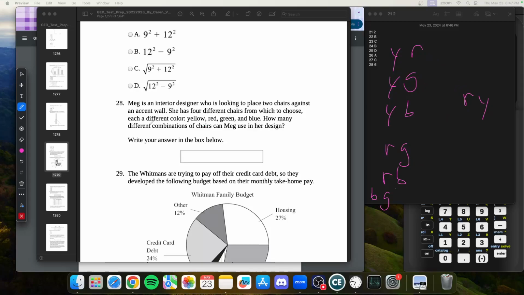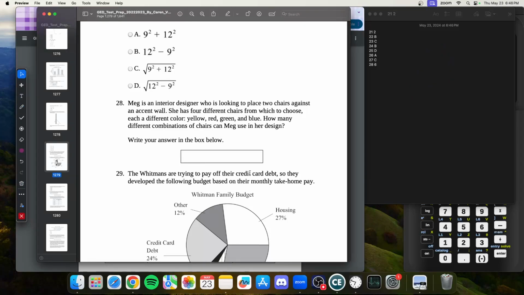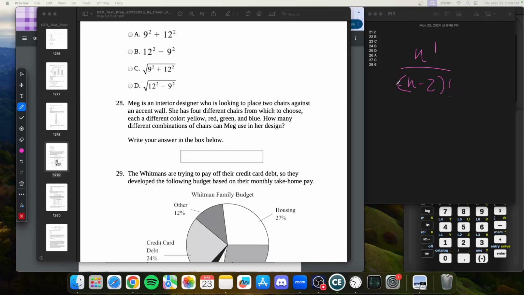You could do it this way. Maybe that's the better way. There is a formula for this one. I forget the formula. I think it's like n over n minus 1, something like that. I don't remember. It's something weird. Maybe it's n over n minus 2, divided by 2. It must be something like this.